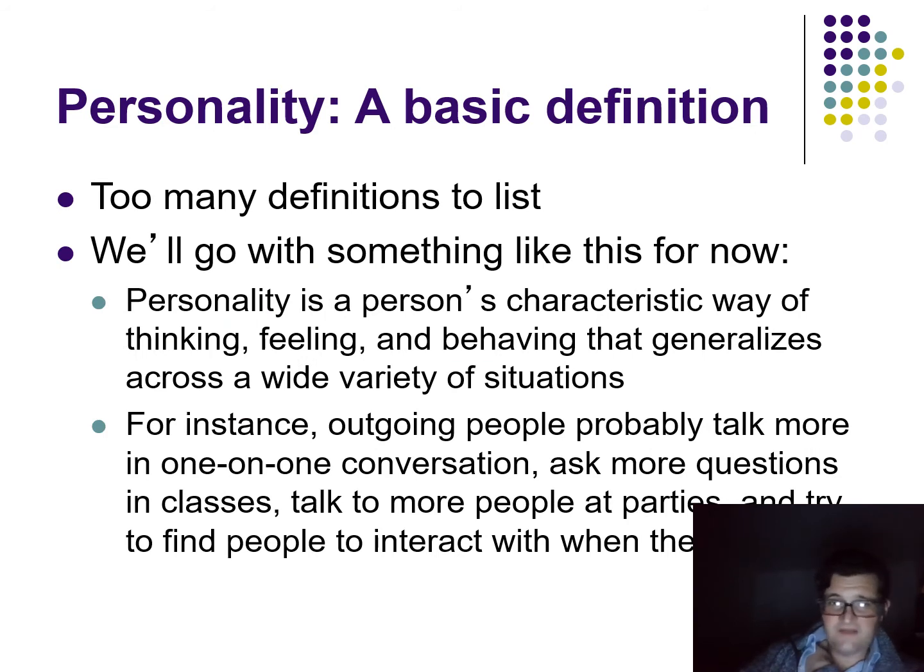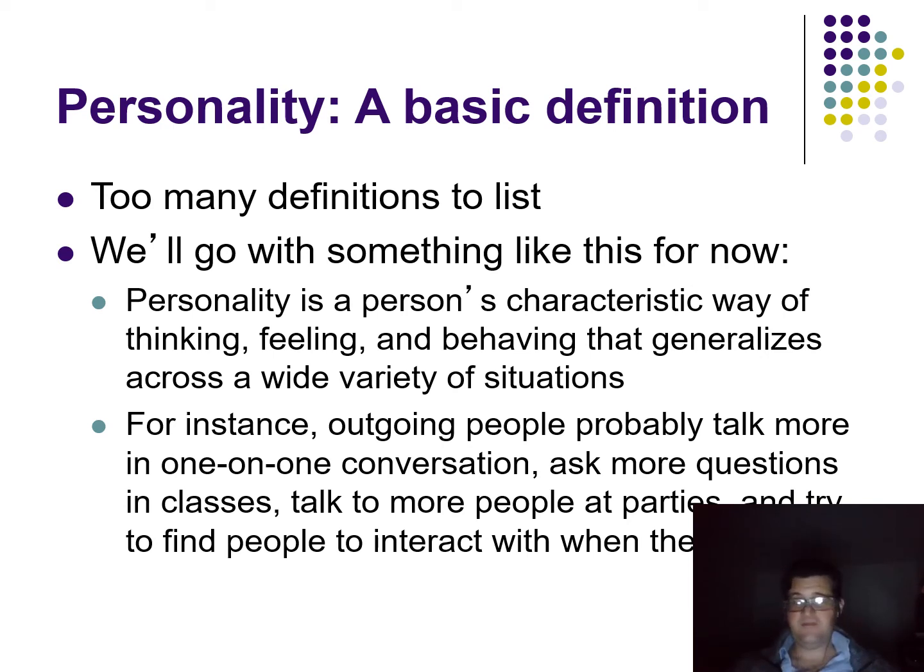The basic definition of personality is, well, if you ask 5 different personality psychologists to define personality, you'd probably get 6 different answers. But the basic idea is that personality is a person's characteristic way of thinking, feeling, and behaving that generalizes across a wide variety of situations. And we want to be careful about this. So, for instance, people who are outgoing probably talk more in one-on-one conversation, ask more questions in class settings, talk to more people at parties, and try to find people to interact with when they're bored or alone, right?